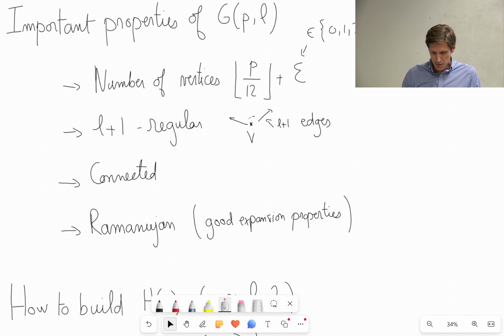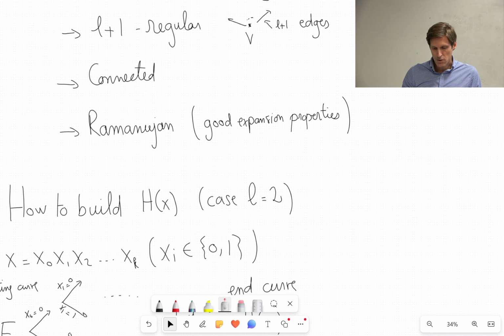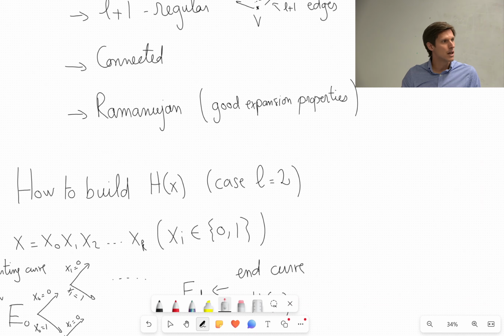Now, how do you want to hash? I'm going to restrict now to the case L equals 2, but it can generalize to whatever prime L you decide to choose.